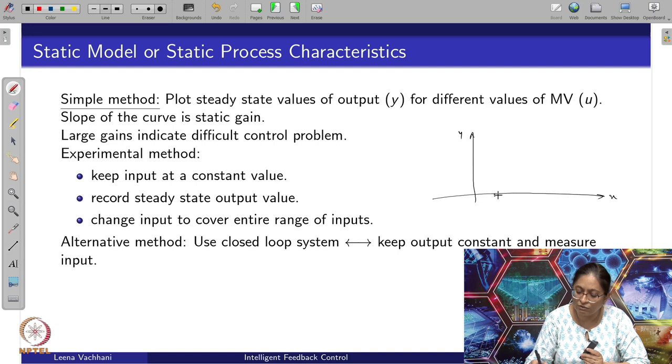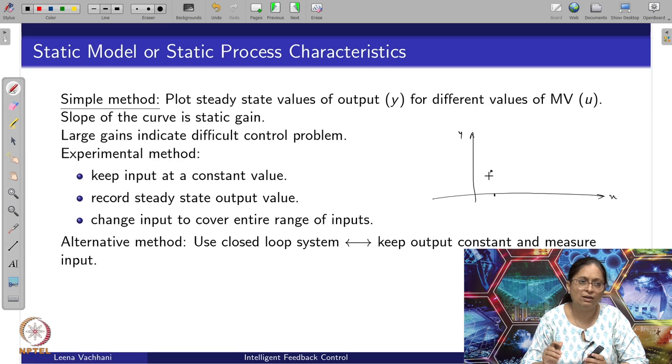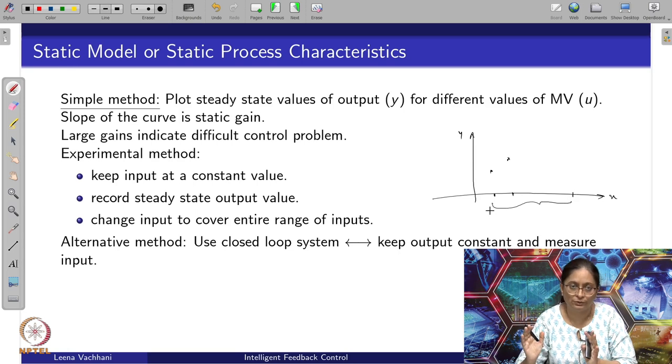For a particular u value, we will identify y, but this particular output value y that we have got is a steady state value. It's where the transients have died out. Then we will consider getting some other input u, plotting the output y, getting the value y. And this way we'll try covering the values of u in the operating range.